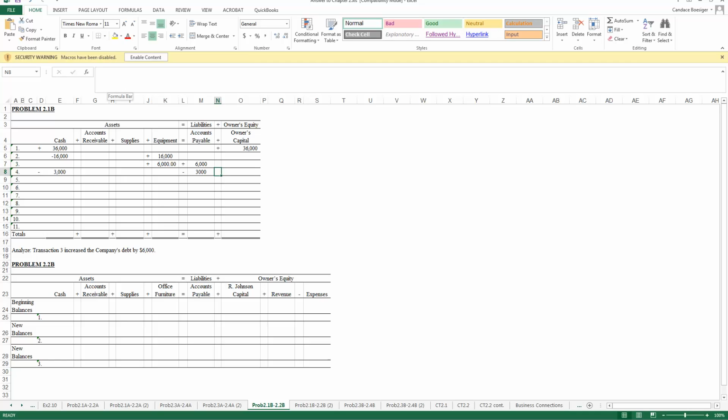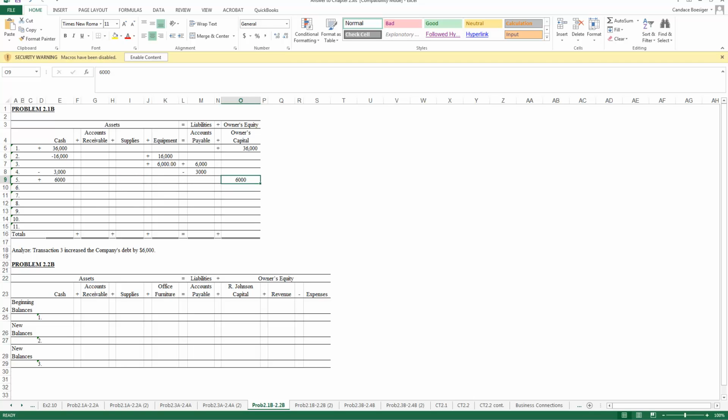Number five, the owners made an additional investment of $6,000 in cash. So they put even more money into the business. Our cash is going to go up by $6,000 and our owner's equity is going to go up by $6,000.